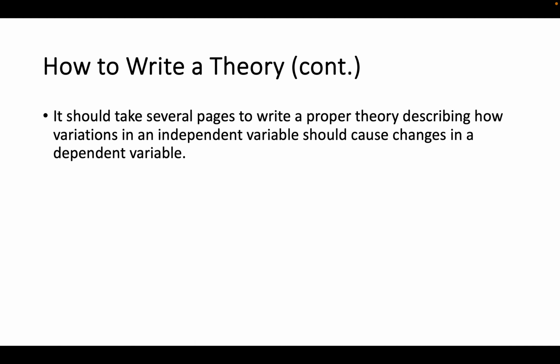It'll probably take a few pages for you to lay out all of this, and that's okay. Theory is meant to go on for at least a few pages in an article, and you should be able to, in this theory, describe the key thing: how the independent variable affects the dependent variable. Always keep that in mind as you write your theory.